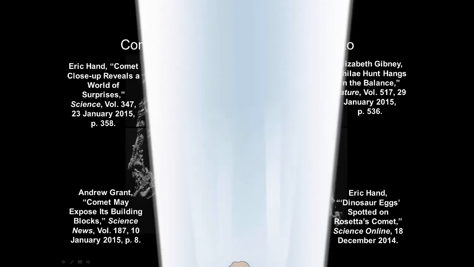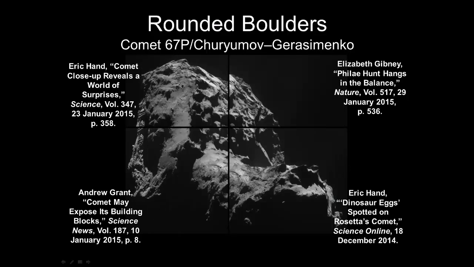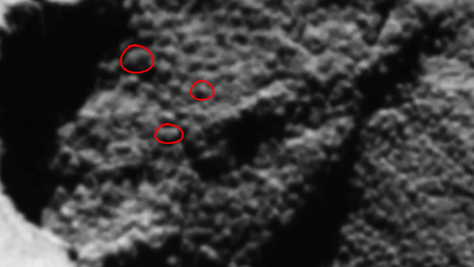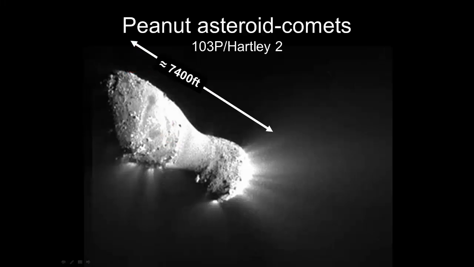Of course, rounded boulders is exactly what is expected if these fragments were once exposed to and tumbled in an extremely high velocity flow as they were ejected from the fountains of the deep. This is the same mechanism by which river rocks are rounded, albeit these large, quote, dino eggs were rounded much faster. Here's a close-up of a crater where hundreds of these rounded 10-foot boulders are exposed. Here again, rounded boulders are observed on the peanut-shaped comet Hartley 2.